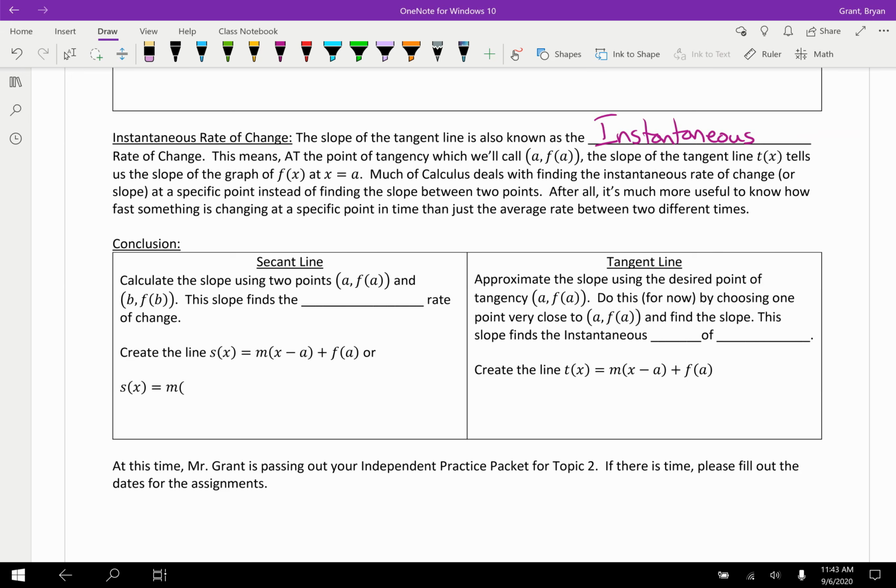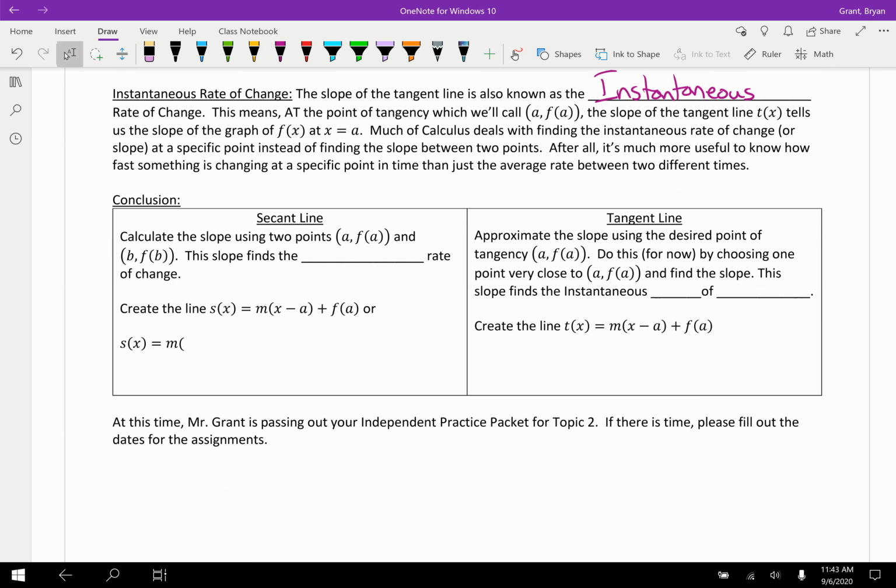So, quick conclusion. If you're writing the equation of a secant line, which we will not do very often, but it does come up, you would calculate the slope between the 2 points, and as a reminder, that slope finds the average rate of change, right? Our average rate of change, again, is given by f of b minus f of a divided by b minus a. You could do it backwards too if you wanted. f of a minus f of b divided by a minus b, same thing. Right? That is our average rate of change.